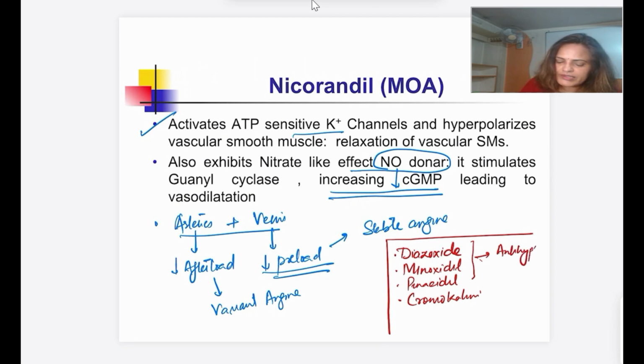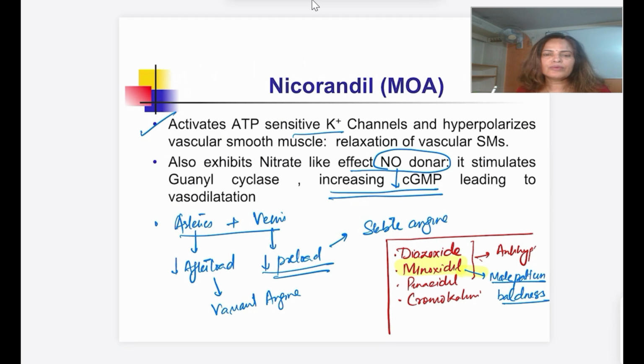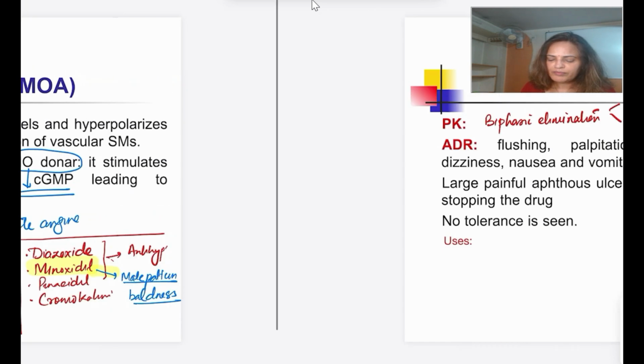Here the important one is minoxidil. It causes hypertrichosis, so that's why it is used for male pattern baldness. It's a topical preparation. So this is an important MCQ. Otherwise, as an anti-anginal we are using Nicorandil.